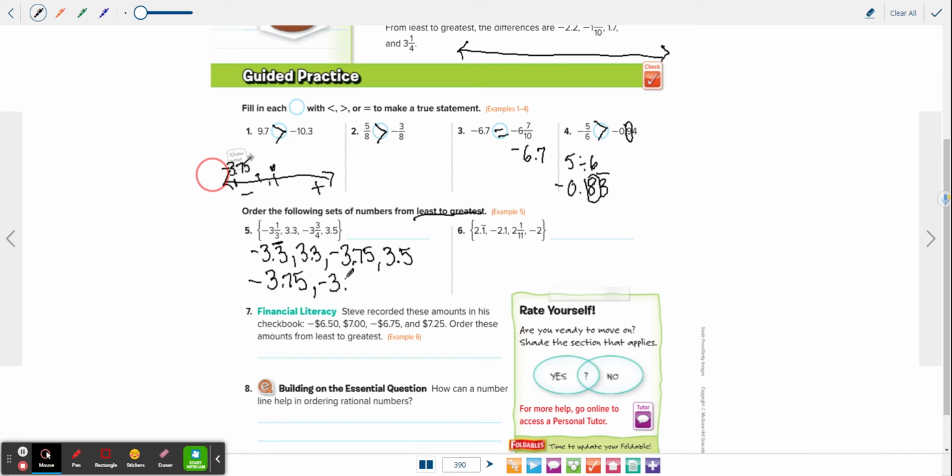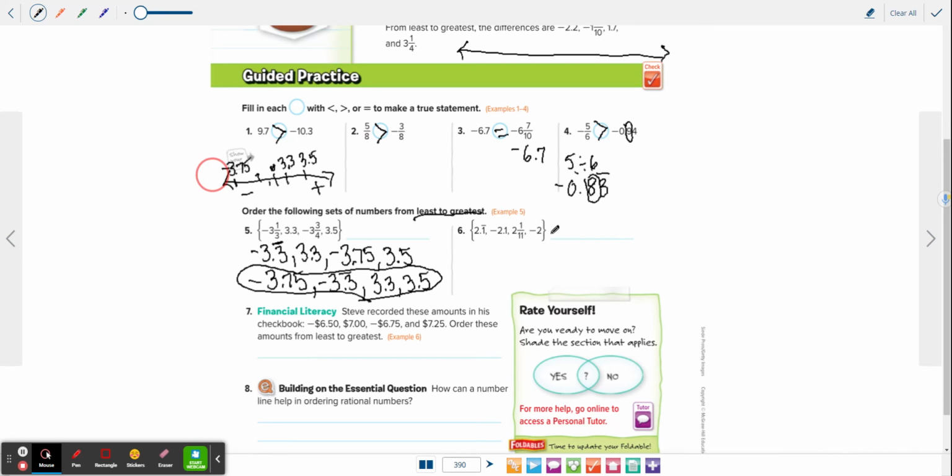Then negative 3.3 with the line over it. Then we go to the positives. We've got 3 and 3. Those are the same. And then the 3 and 5. So we'd have 3.1, 3.2, 3.3, 3.4, 3.5. So 3.5 would be just a little bit farther over to the right, so it's going to be the biggest. So we want to start with the 3.3, and then the very biggest number is 3.5. So this right here would be your answer for those.